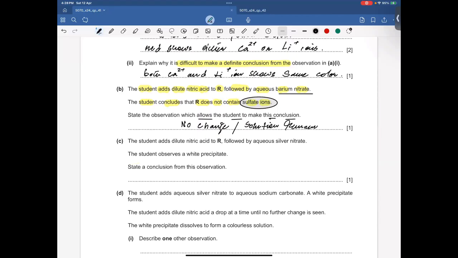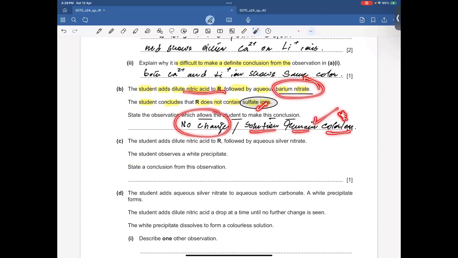And I believe solution remains colorless is the most hot point for the examiner, because barium nitrate has a colorless solution. When you add nitric acid into it, it will remain colorless. When there are no sulfate ions, obviously you will not get a precipitate, which is why solution remains colorless. So this is going to be the most important point as compared to this one. Okay.